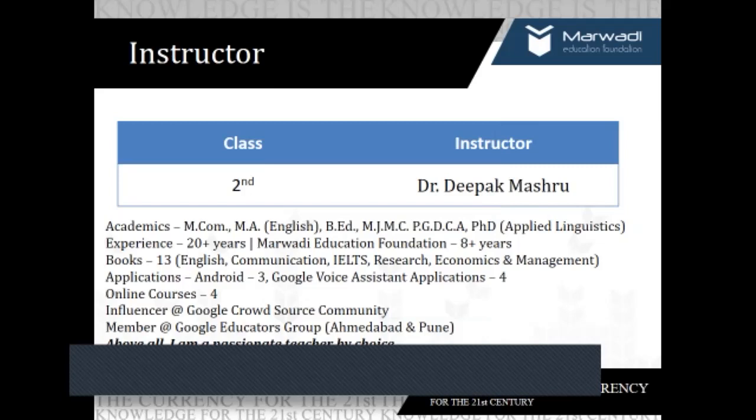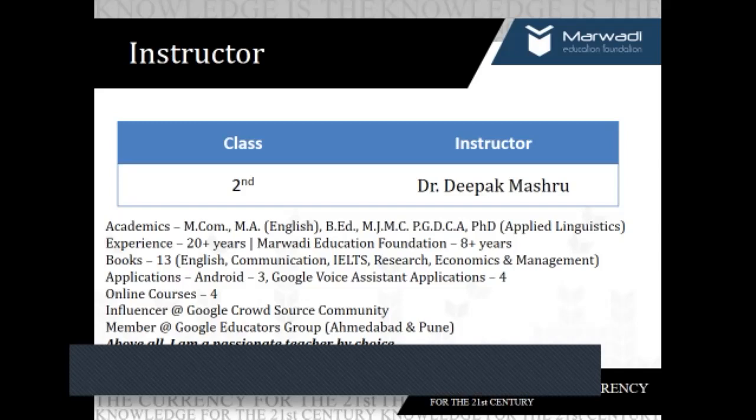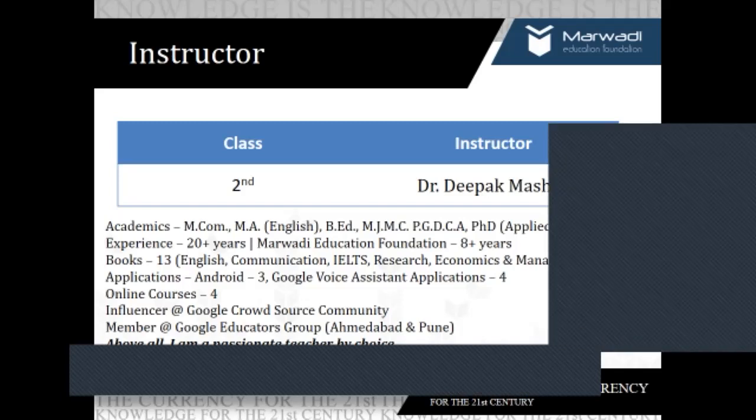Thank you, Harsh. So I've done my master's in commerce. I've done my master's in English. I've done my bachelor's in education. I've done my master's in journalism and mass communication. I did my postgraduate diploma in computer application. And lastly, I did my PhD in applied linguistics. Fine. Applied linguistics means English language teaching. This is my qualification.